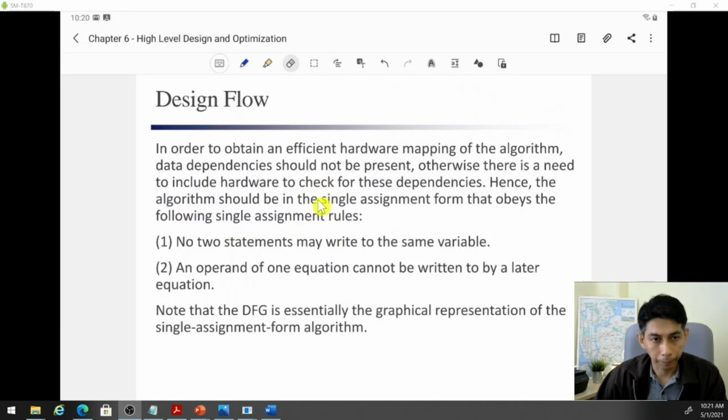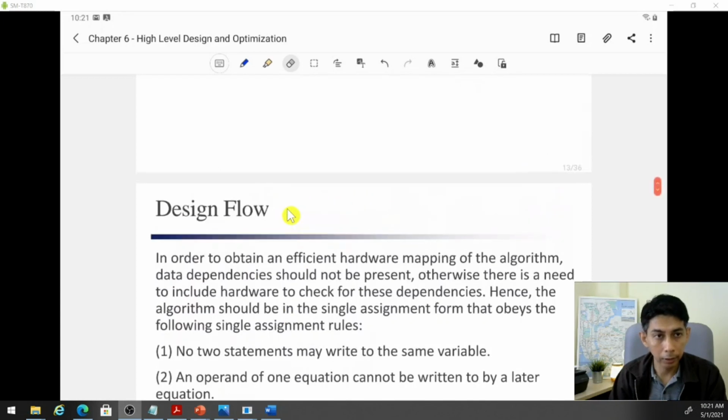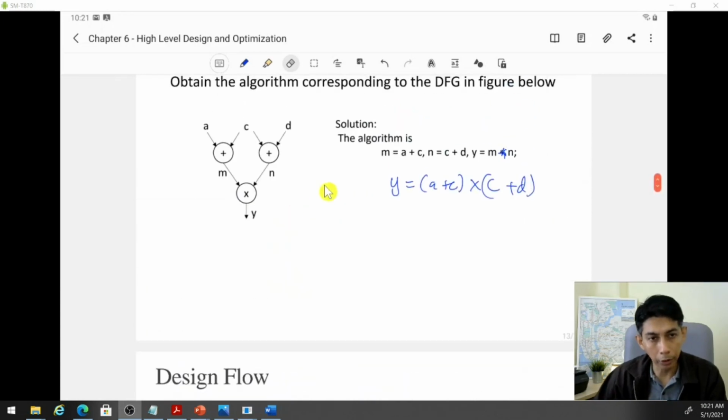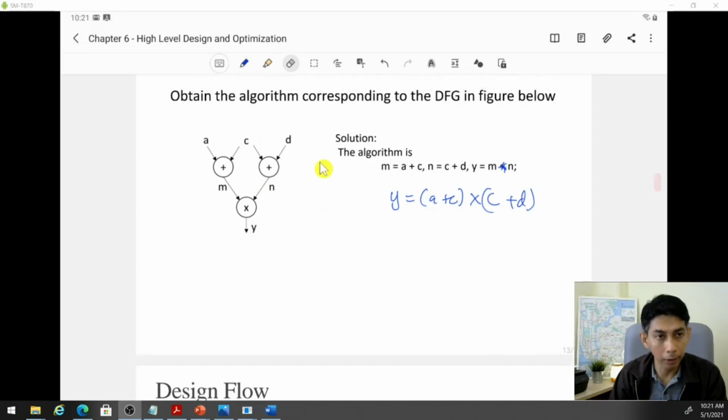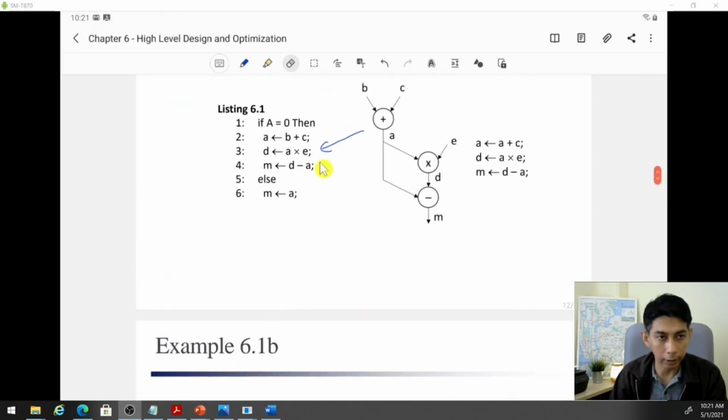Right? So to have a good design, we need to make sure that we have what we call a single assignment form. So again, what is assignment? This is assignment. B plus C is assigned to A. A multiply E is assigned to D, and so on. So this is assignment.